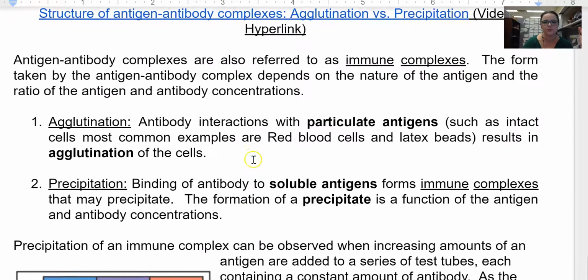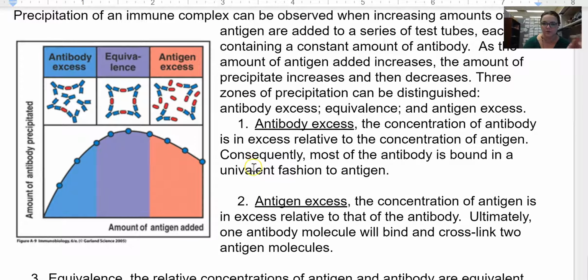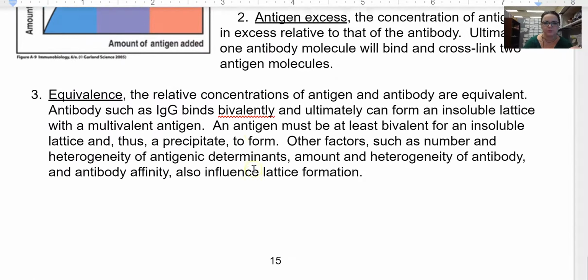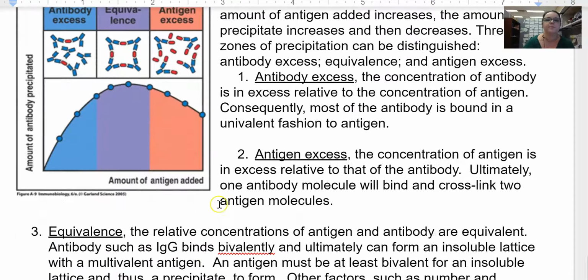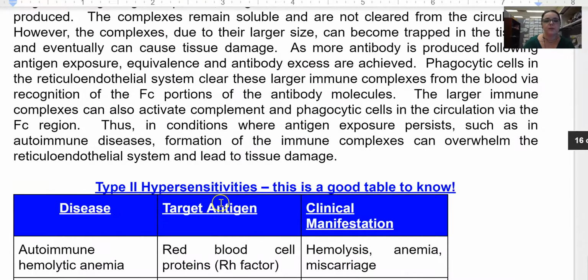All right, then we go into agglutination versus precipitation. Watch the little video from Tom Lint, go through this information, and understand that pretty much anytime we're talking about a particular antigen, which is really red blood cells or latex beads, it's agglutination. If we're talking about any other antigen, it's precipitation. Okay, and then we go into more hypersensitivities, because now we've kind of laid the groundwork.